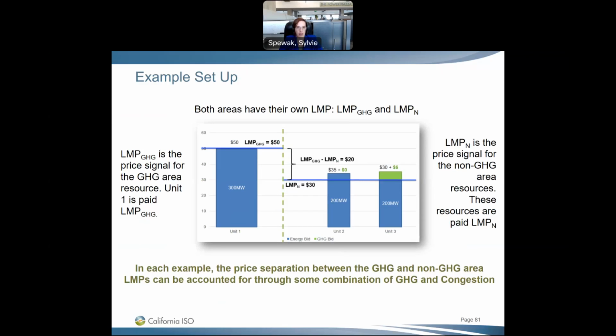And we figure out what these LMPs are by looking at the load in each area. So we'll uncover LMP GHG by increasing load in the GHG area by 1, and we'll figure out what LMPN is by increasing load in the non-GHG area by 1. In the example on your screen, there's a price separation between LMP GHG and LMPN. And in all of these examples, if we see a price separation, it can be accounted for through some combination of GHG costs and congestion costs.